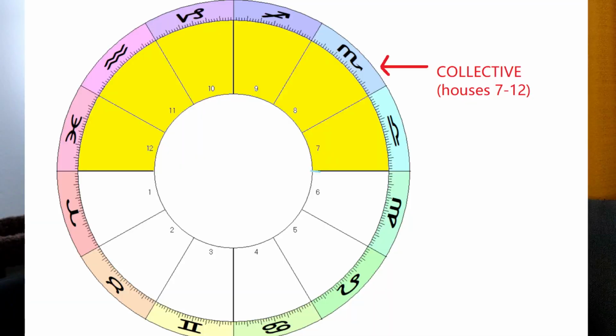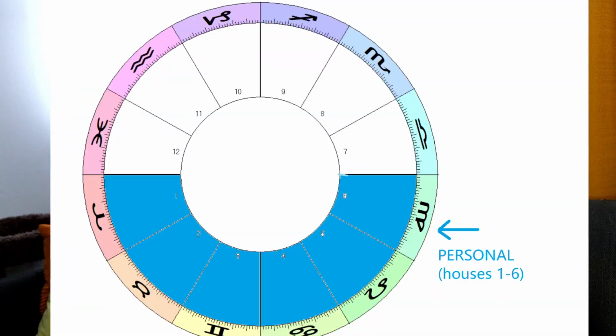This is, again, a very, very rough division, but I think one good way of thinking about it is that the houses that are above the horizon are more visible to the outside world. They're more how we move through society and through our lives in an externalized way. And the first 6 houses more have to do with our origin and our internalized things.